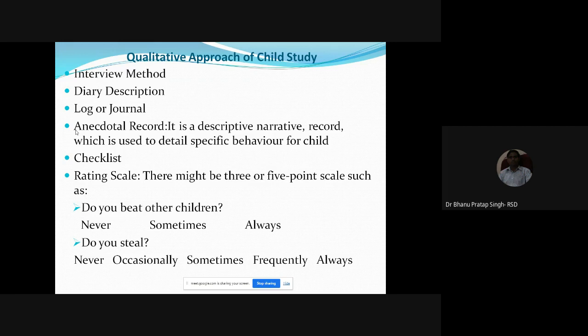Never means he may be a kind of cool child. Sometimes he may be cool, but having some aggressiveness. And if he says I always beat the child, child psychology says he may be more aggressive, and there may be so many reasons, and it is the role of educational psychology to find out what the reason may be.